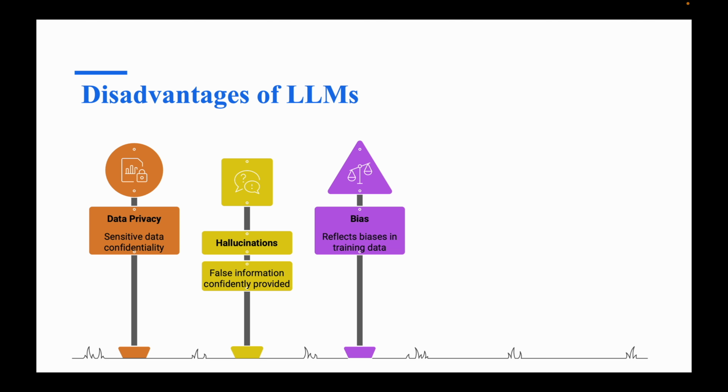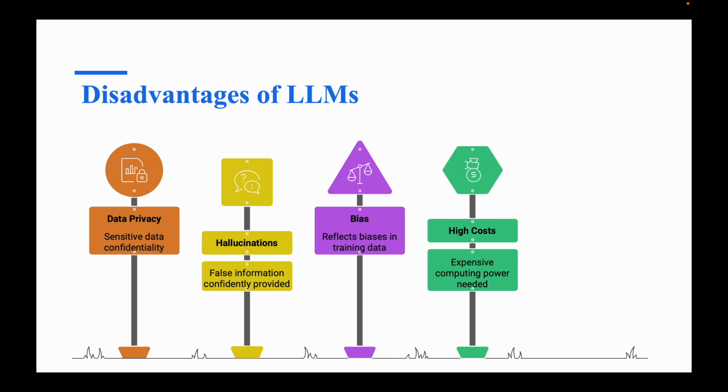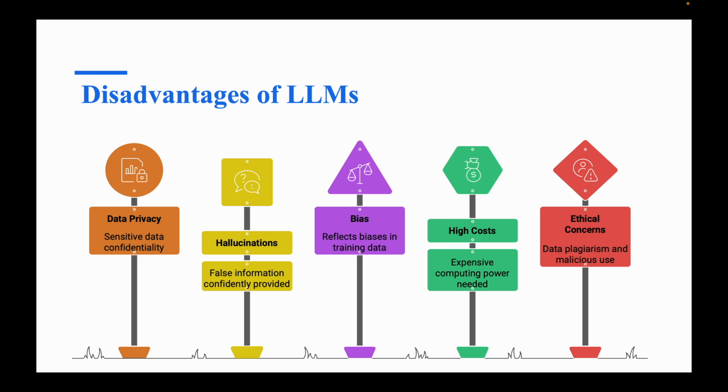Bias. Since LLMs are trained on data created by humans from many sources, they may reflect biases in that data. High operating cost. The cost of operating an LLM can be high as they are trained on a large amount of data and can require expensive computing power. Ethical concerns. LLMs may have issues with data plagiarism or malicious purposes.